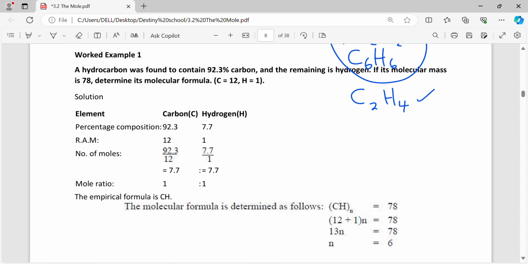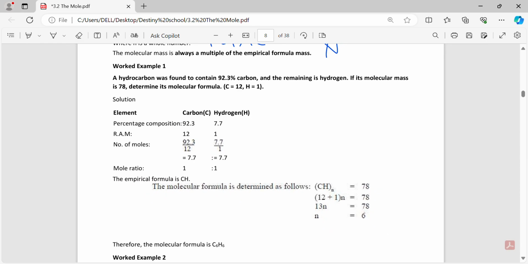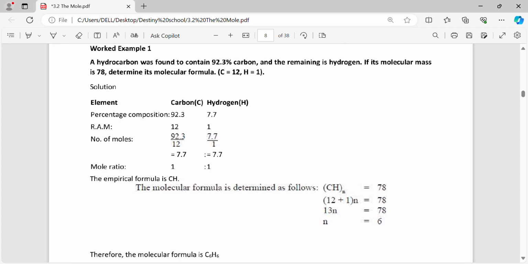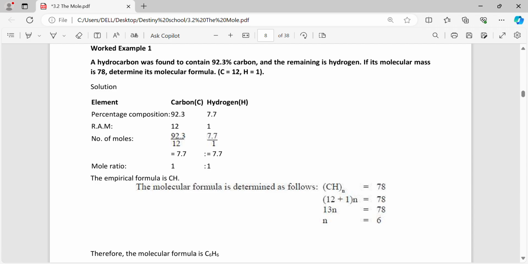So that is how we have done it. That is the entire question, and that is how it's supposed to be done. So it's simple, it is easy. I believe you are in a position to attempt this one, the very first example.